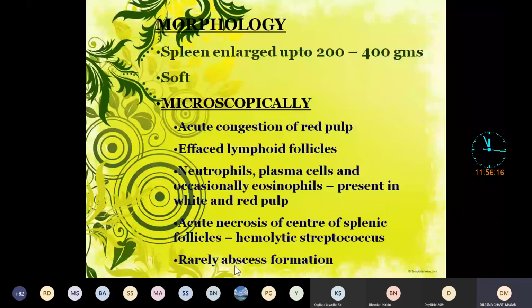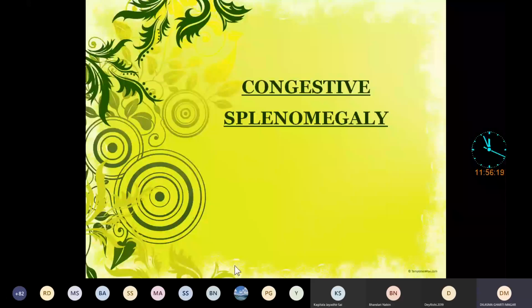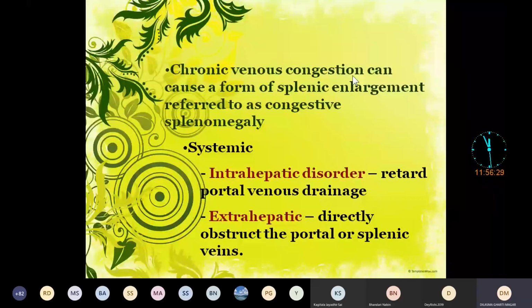So now we'll come to the congestive splenomegaly. Congestive splenomegaly means the splenomegaly is there mainly because of congestion. Chronic venous congestion can cause a form of splenic enlargement referred to as congestive splenomegaly. Because of the venous congestion, as I told you, in case of right-sided heart failure or cirrhosis, there will be venous congestion in the spleen, isn't it? Because the blood flow will not be proper, the splenic enlargement will be there, finally leading to the congestive splenomegaly.